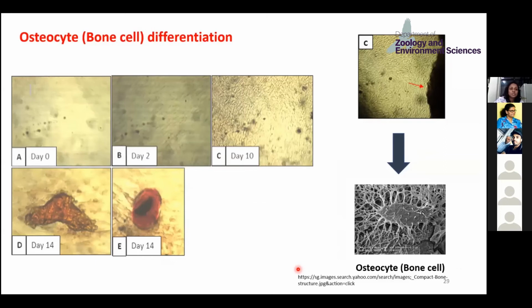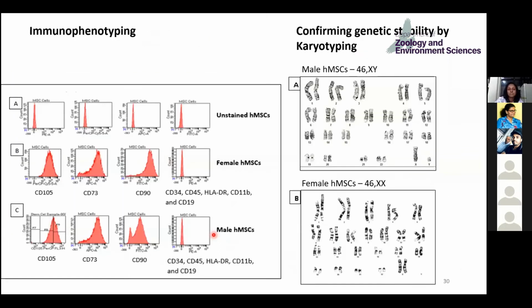Then moving on to the osteocyte differentiation. So here again on day 14, we did a differential staining method using alizarin red. Here what you see is the calcium deposits stained with alizarin red, confirming the osteocyte differentiation.